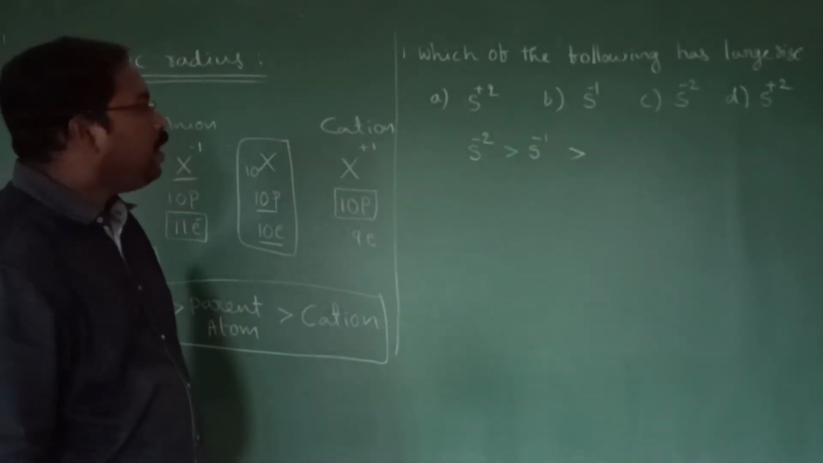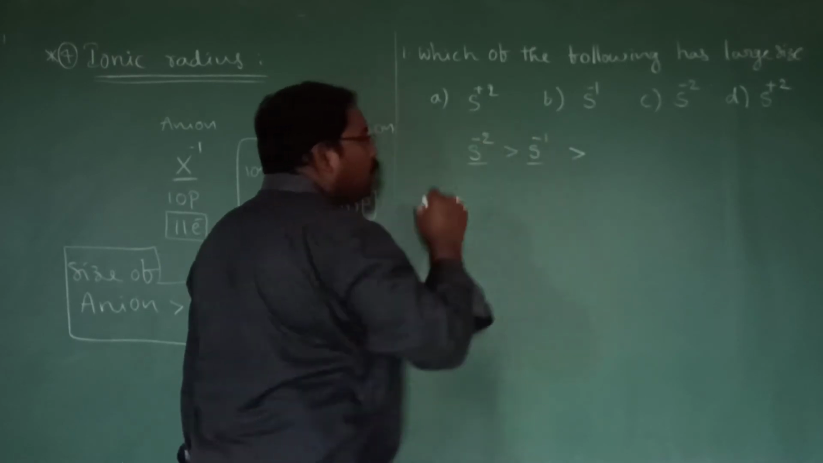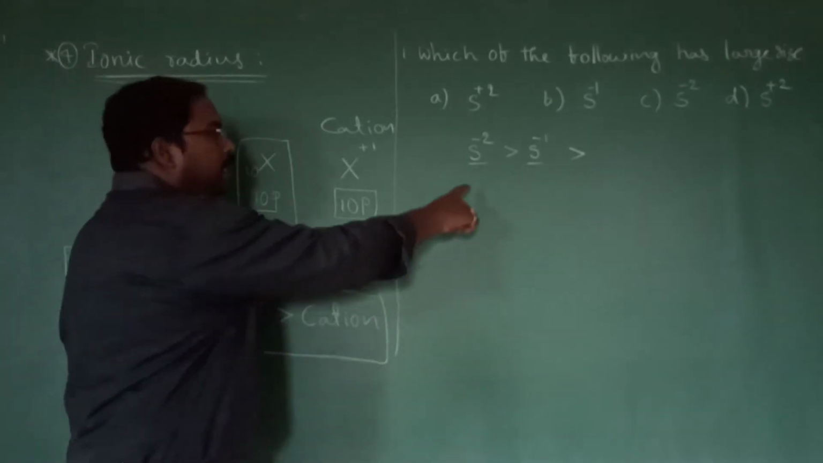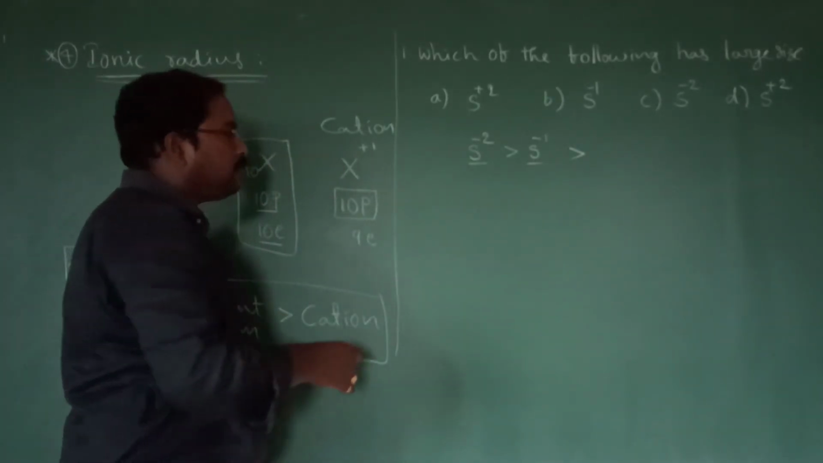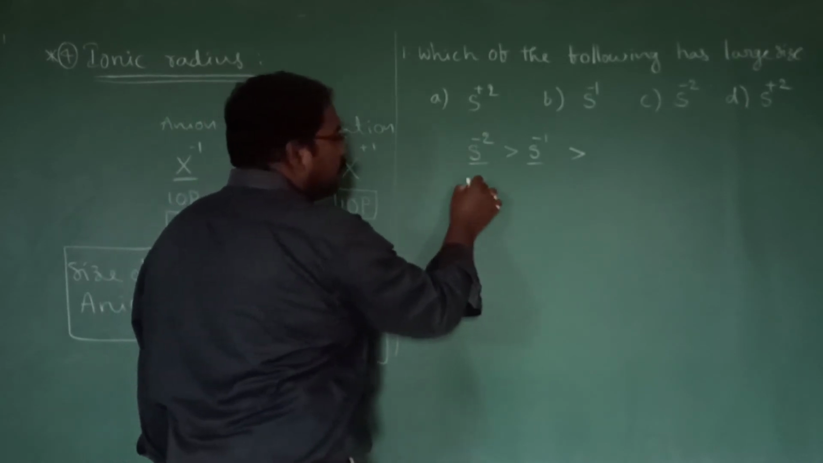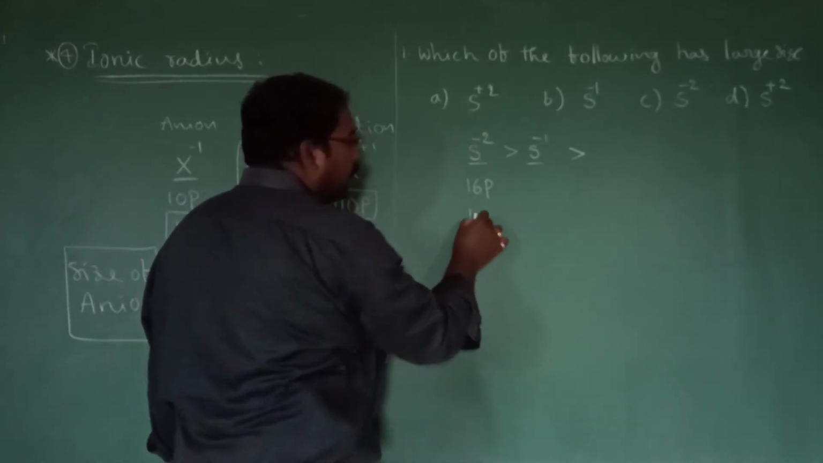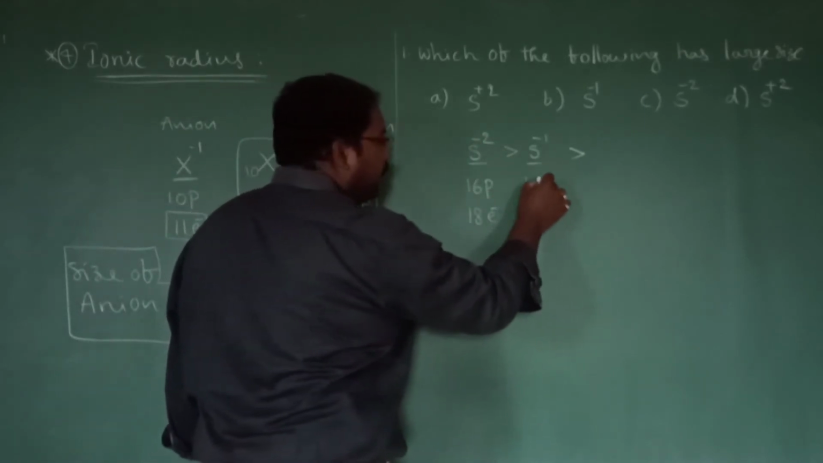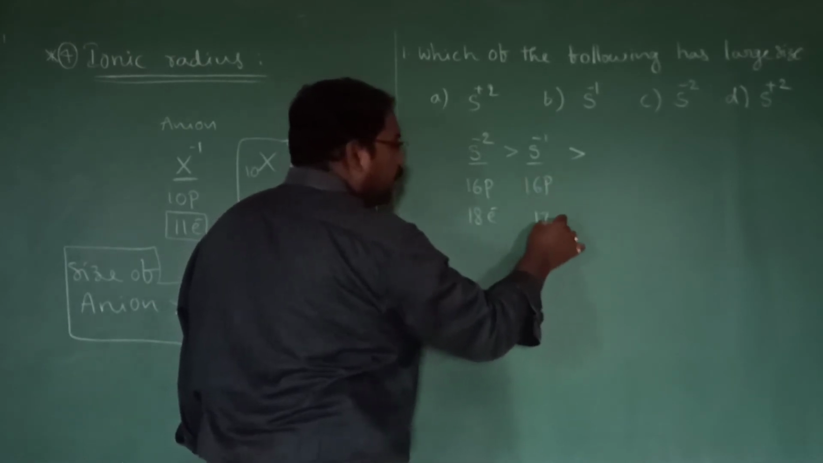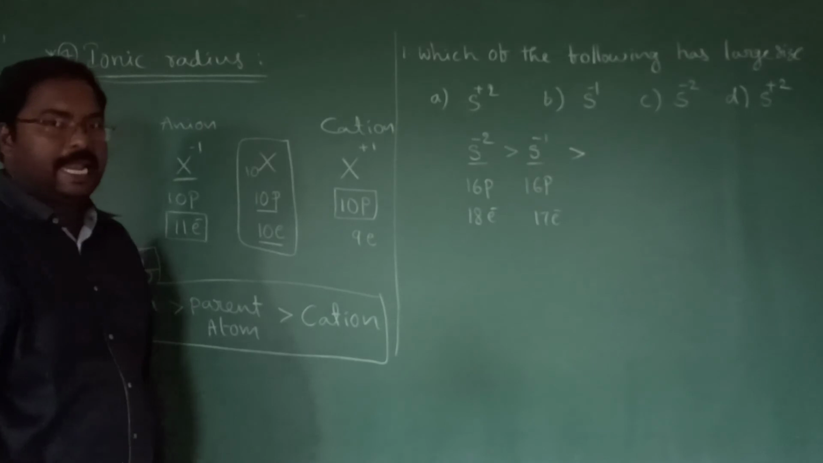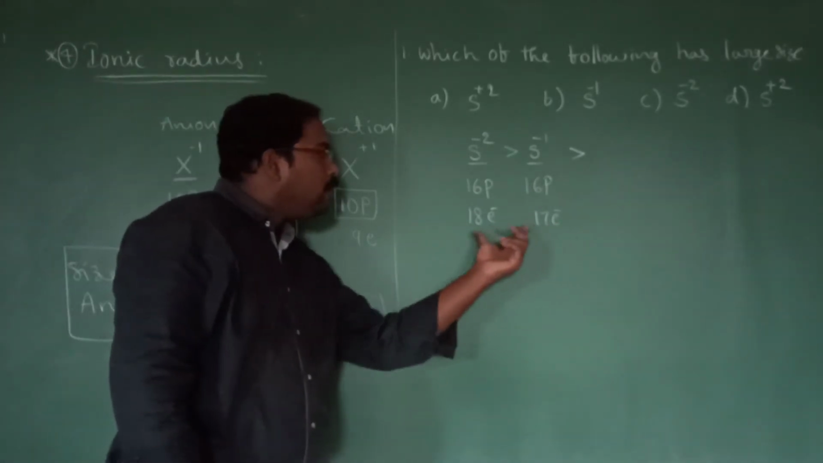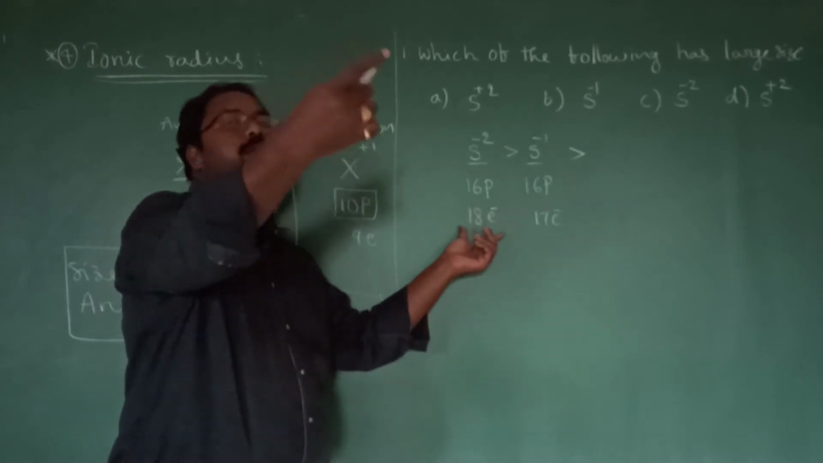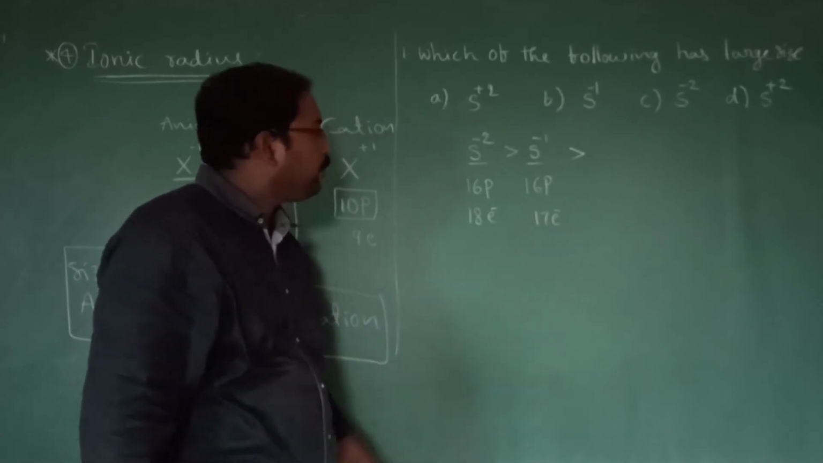Somebody may get a doubt: sir, out of these two, how can we choose, because both are anions only. Check it. The atomic number of sulfur is 16, so it has 16 protons, but it gained 2 electrons, so 18 electrons. What about this one? It has 16 protons only, but 1 extra electron, so 17 electrons. Out of these two, here the negative charge is even more, so the atomic size will be even more compared to this.